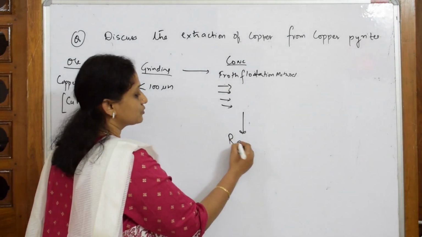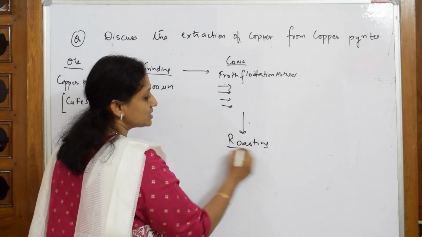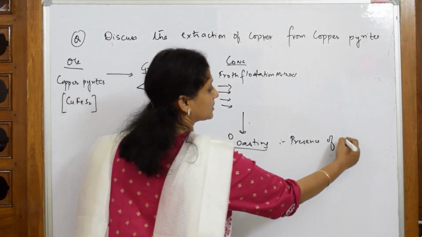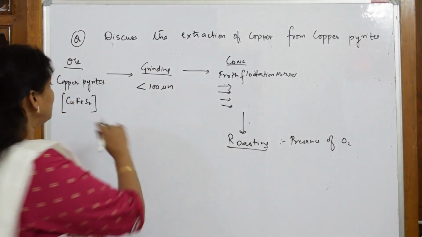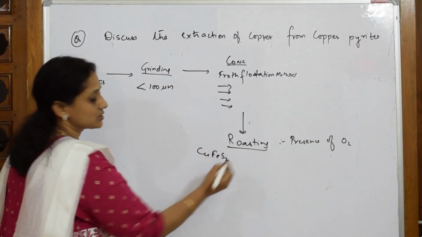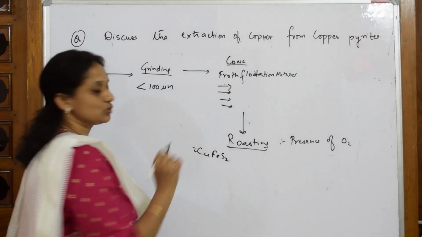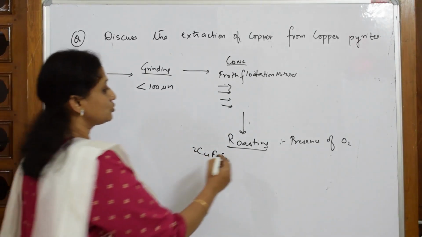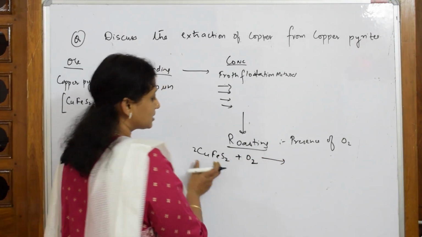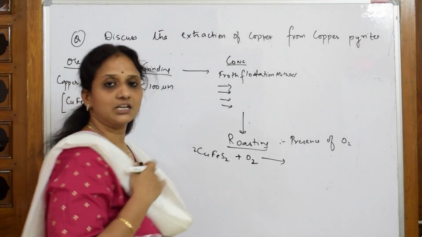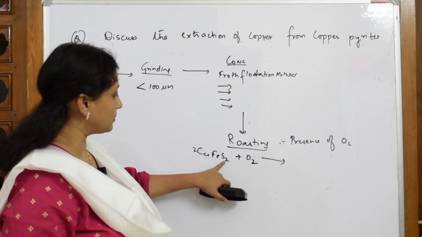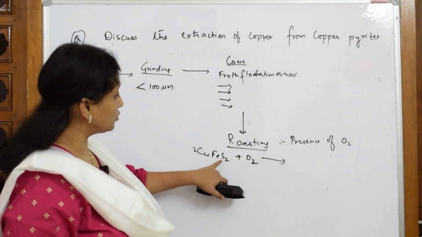Let us write the reactions for roasting. Roasting is heating in the presence of oxygen. First, take this ore, CuFeS2. I'm going to take 2 moles of this and heat it in the presence of oxygen. When you heat it, it decomposes and forms sulfide ores. One compound would be the sulfide ore of copper. The second compound would be the sulfide ore of iron.